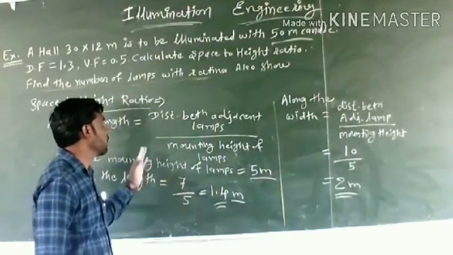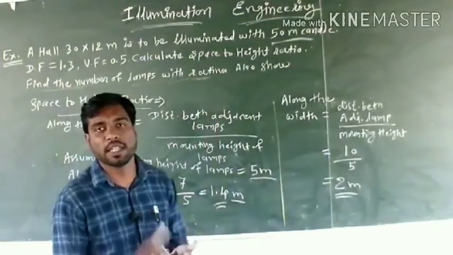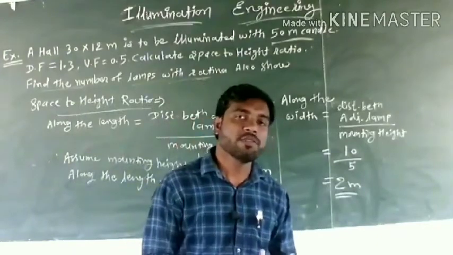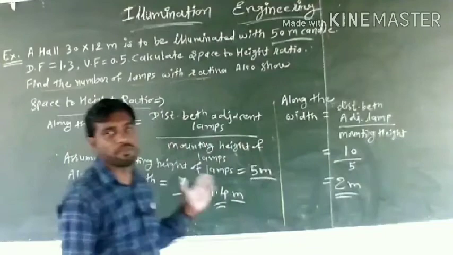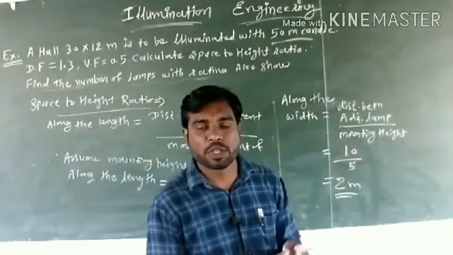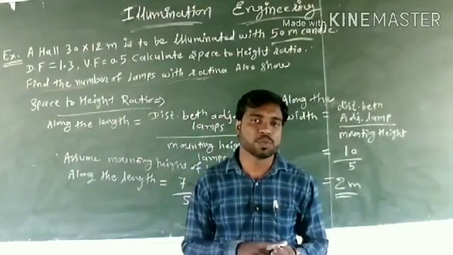So from this formula, we can easily calculate the value of the space to height ratio along the length and also along the width. Okay. So these are the steps by which we can easily calculate the space to height ratio, the number of lamps and their rating, and also show their dispositions.